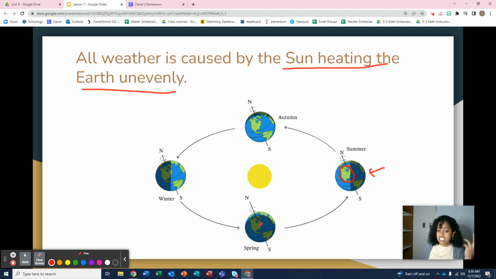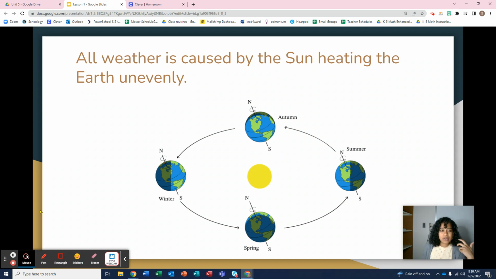Now it's going to change in spring. In spring, it gets a little bit cooler. Our days aren't as hot. And then when we get to winter, we're facing away from the sun. If we see right here, we're over here on the shadow side. So our days are shorter. It's colder. We may see snow. That's what happens in winter. And then autumn, we have that again. Actually, we went the wrong way. Okay, all right, that's how it works. All weather is caused by the sun unevenly heating up the earth.